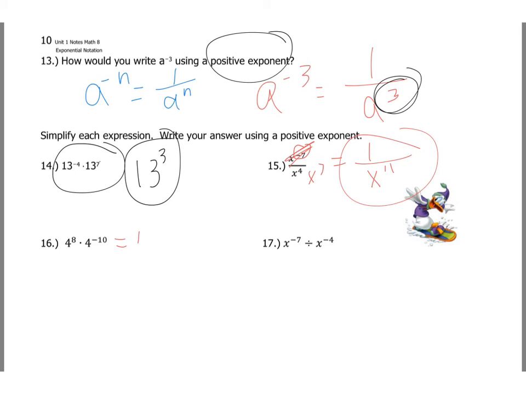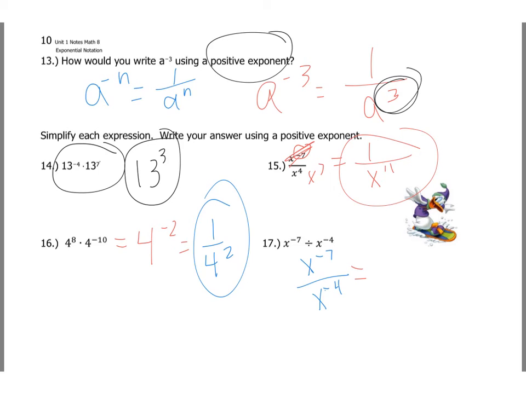For 16, if I combine them, I get 4 to the negative 2, which is not correct. If you look up above, you would have remembered that to make that positive, it would be 1 over 4 to the second power. And then for 17, if I have x to the negative 7 and x to the negative 4, we could do this kind of like how we did number 15, or we can make both of them positive before we answer it.